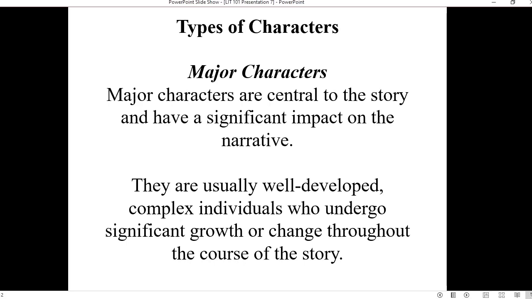Those who contribute to the complexity that is peculiar to the story. They are well developed, they are very significant. Removing them from the story will have a lot of effect on the story.